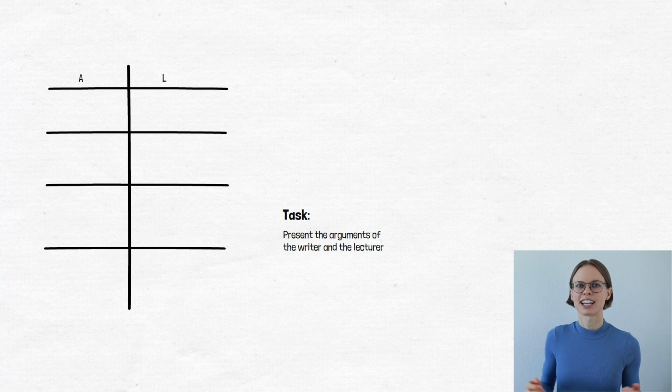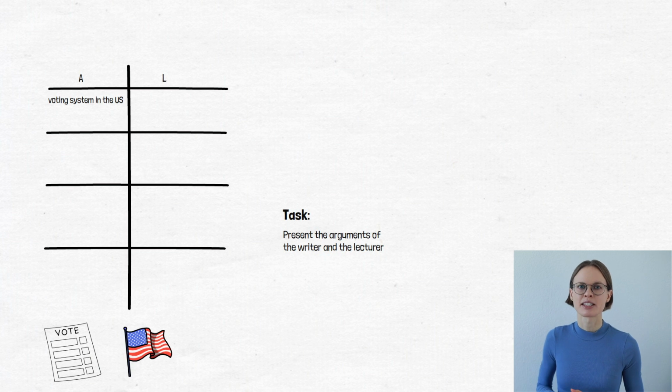If you have a look at the article in the ETS practice test, you see that the article is about the voting system in the US. And the author has a specific opinion. He thinks that the traditional voting system should be replaced by a computerized voting system. As you can see, I just wrote down CVS. This is my abbreviation for computerized voting system.